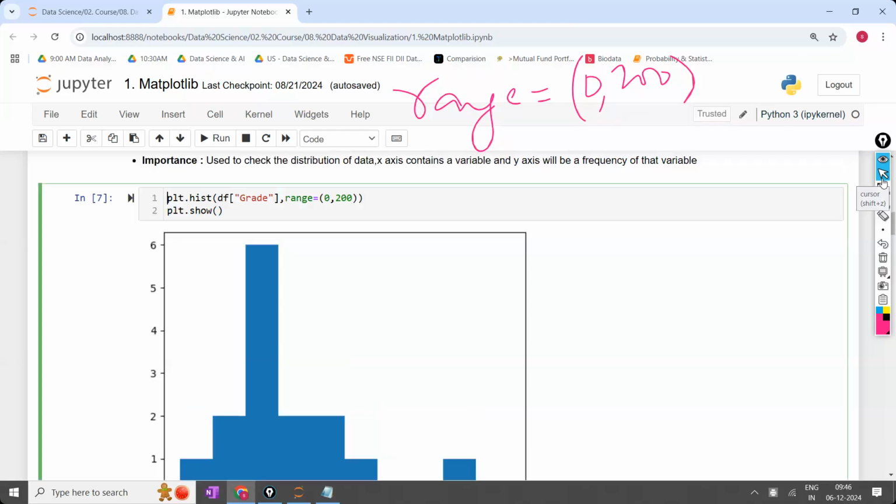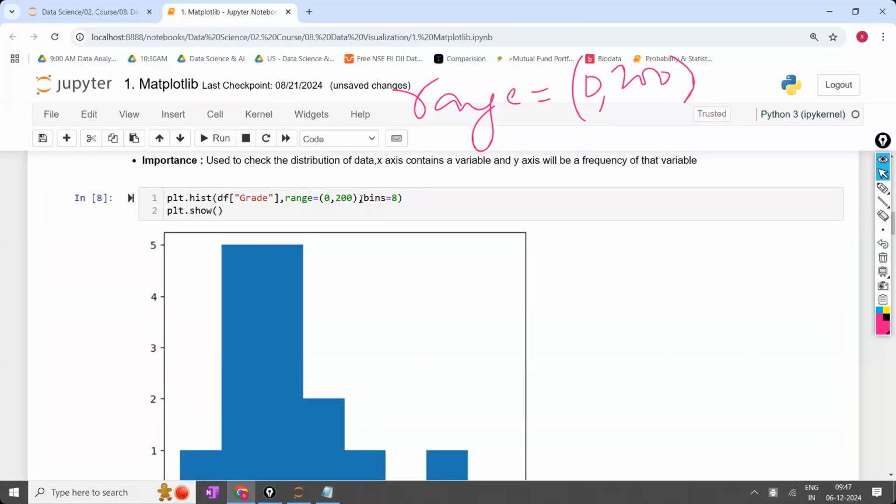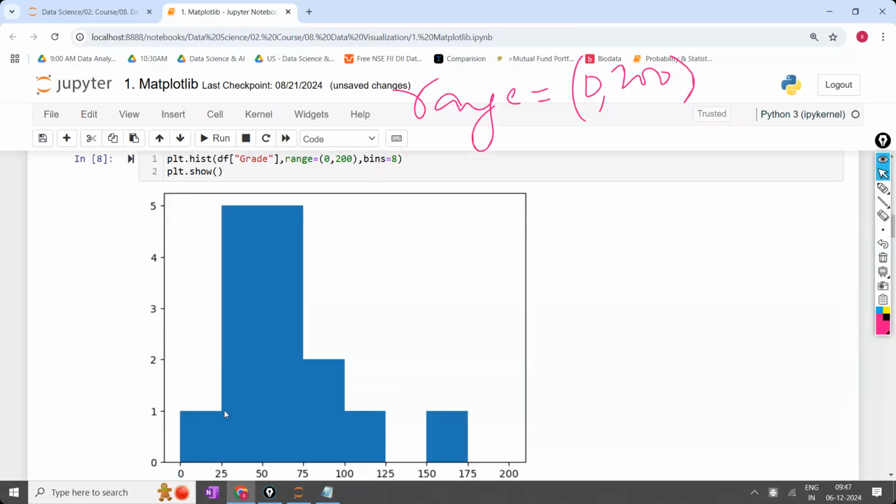Sir, I want to give the range 0 to 200, and at the same time I want to give the number of bins equal to 8. Now you are going to get 0 to 25, 25 to 50, 50 to 75, 75 to 100, 100 to 125, 125 to 150, 150 to 175 and 200. So the starting number you are fixing, the ending number you are fixing, and the number of bins or interval size you are fixing. Anything is in your hand.